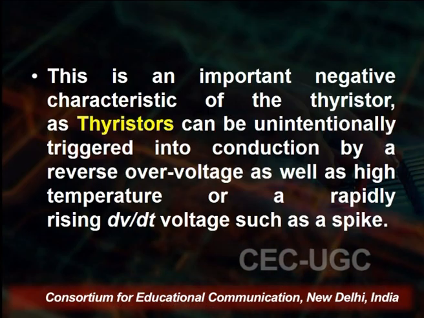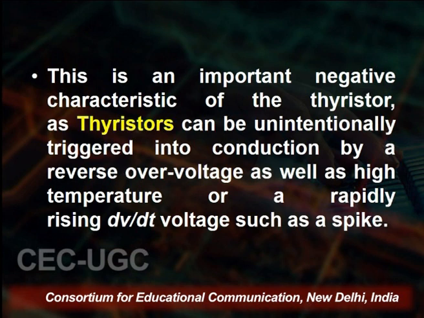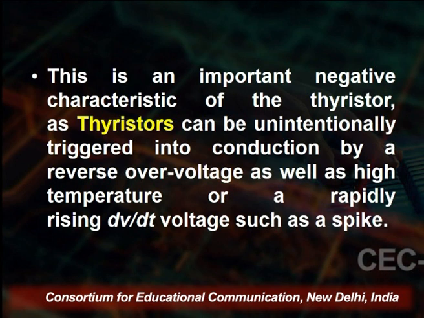Therefore, a thyristor blocks the flow of reverse current until some high voltage level, the breakdown voltage point of the two outer junctions, is exceeded, and the thyristor conducts without the application of a gate signal. And this is an important negative characteristic of the thyristor, that thyristors can be unintentionally triggered into conduction by reverse over voltage, high temperature, or a rapidly rising dV/dt change in the voltage with respect to time, such as a spike.